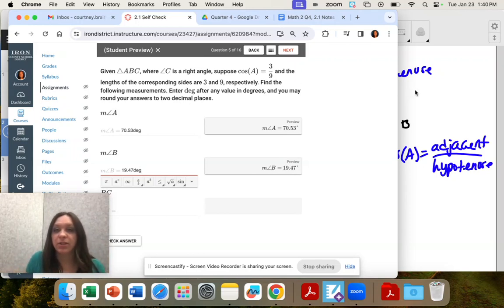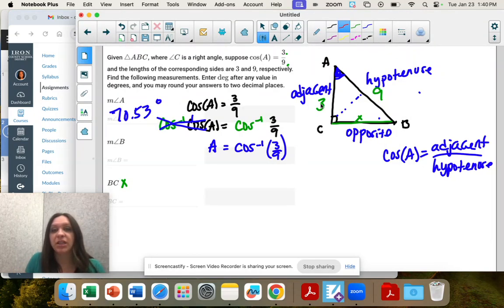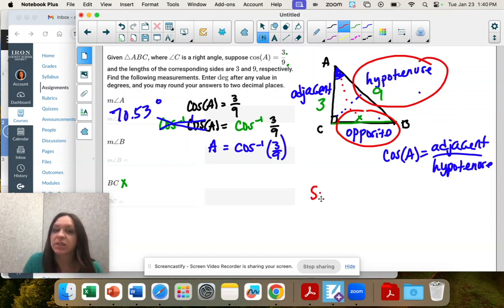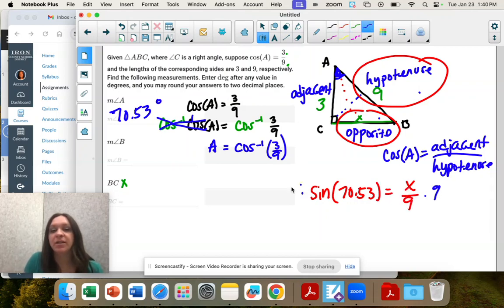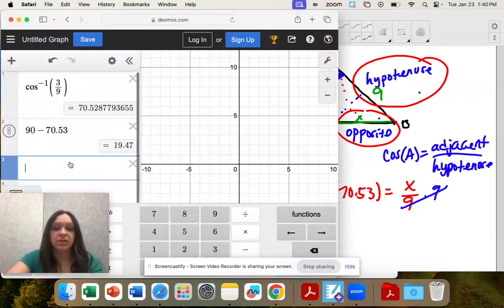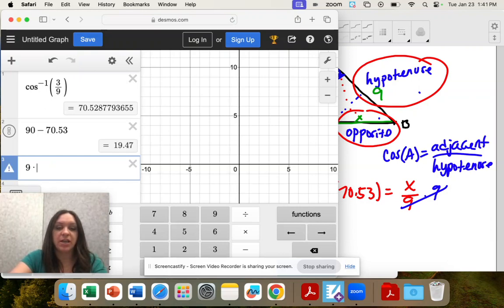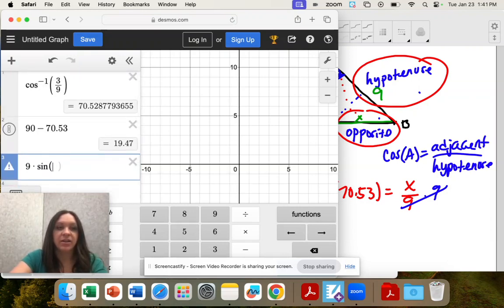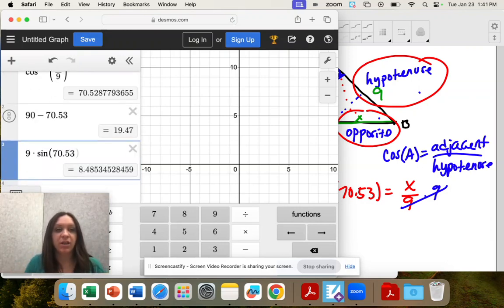Okay, last step, you got some options. You can use Pythagorean theorem, or you can use trig. So I'm going to use trig and do opposite over hypotenuse. So I'm going to do sine of A equals x/9, and then times both sides by 9 to get x by itself. And that just goes in the calculator. So 9 times, and I'm just going to type sine, S-I-N, of 70.53, which is 8.49 rounded.